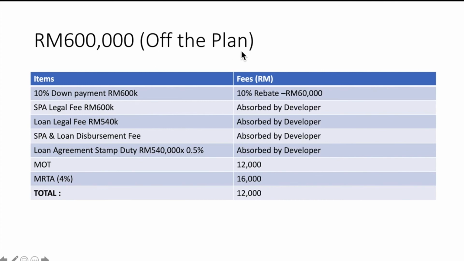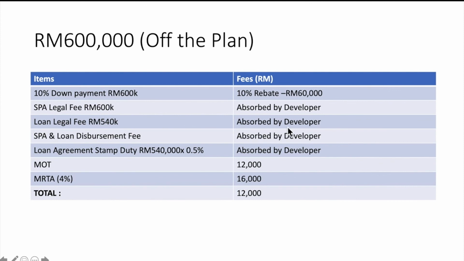So let's have a look at the off the plan. That means a primary market project, a new property. We call it off the plan. So 10% down payment of a 600,000 property. Somehow the developer may give you 10% rebates or more. They will offset your first down payment, so it's zero. SPA legal fees are absorbed by the developer. Loan legal fees, usually for new projects, are absorbed by developers. SNP loan legal fee absorbed by developers, but this depends.